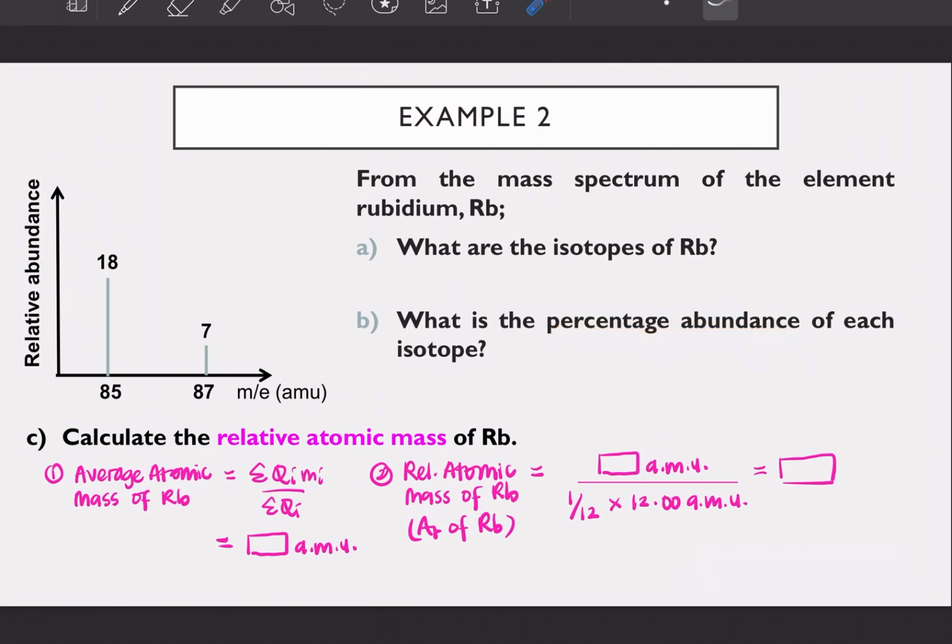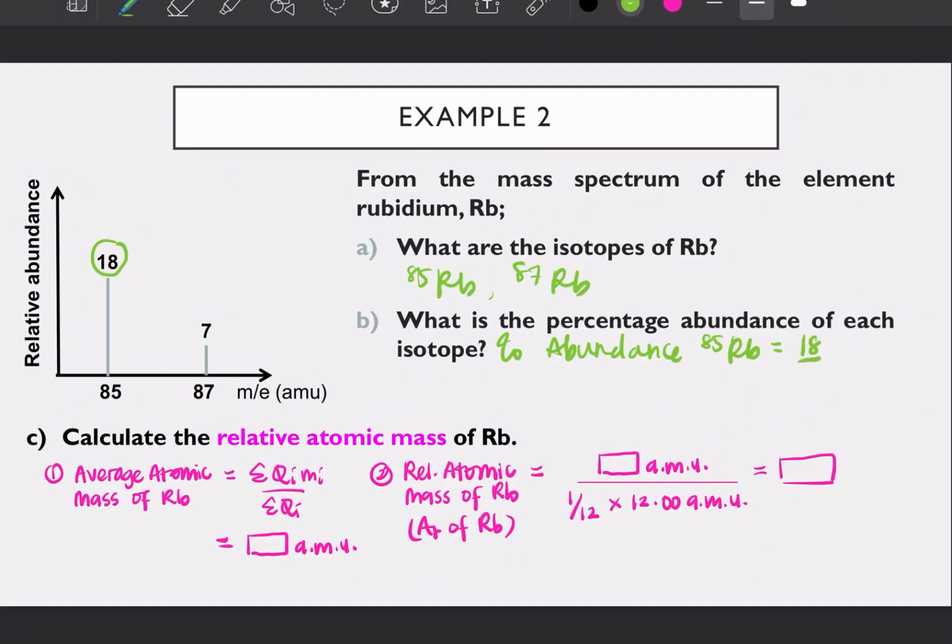Okay. Next question, dia minta what is the percentage abundance of each isotope. So, percentage abundance, maksudnya macam ni kita nak kira tu. How? Is it that hard? So, it's not that hard. It is actually just maths, okay? So, to find percentage abundance, okay, awak tulis ni. Of each isotope, kita dah tahu. Tadi 85 dengan 87. So, for the first one, 85, rubidium 85. Cara kira ialah, ambil lah awak punya percentage yang atas ni.